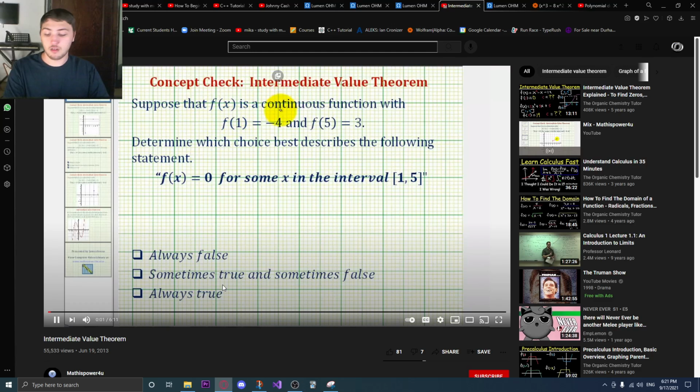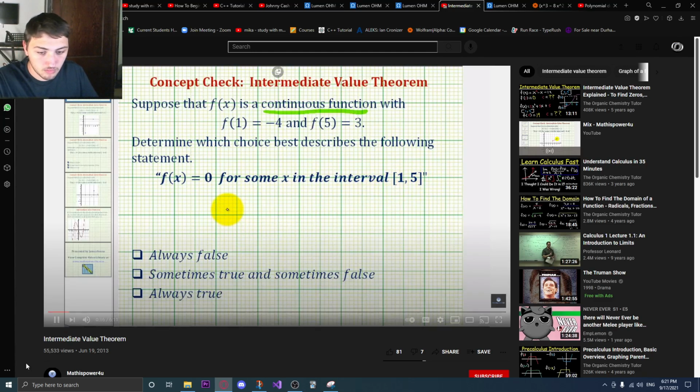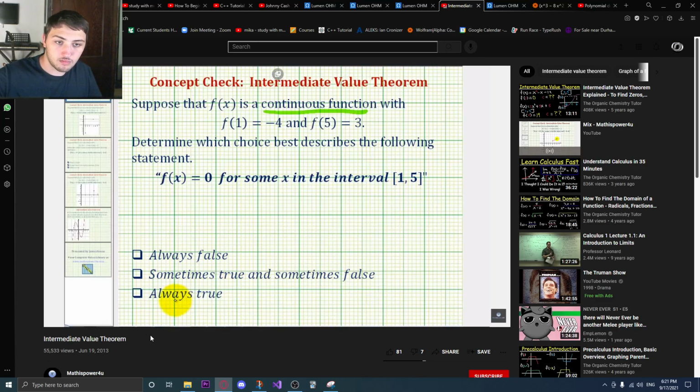Suppose that f of x is a continuous function with f of 1 equals -4 and f of 5 equals 3. Determine which choice best describes the following statement. F of x equals 0 for some x in the closed interval from 1 to 5. And our choices are always false, sometimes true and sometimes false, always true.